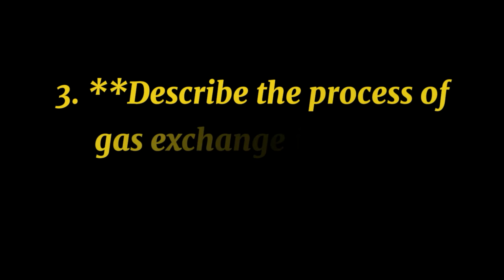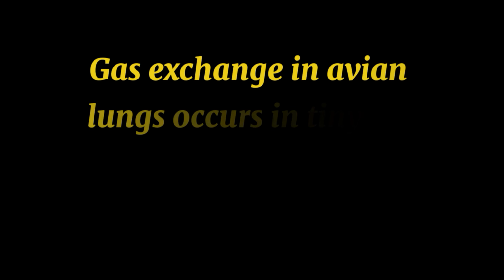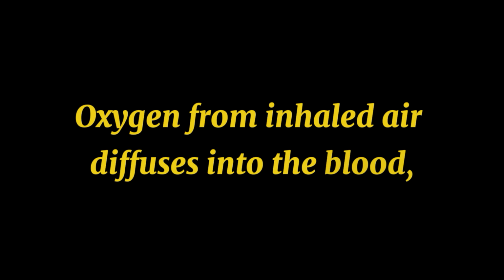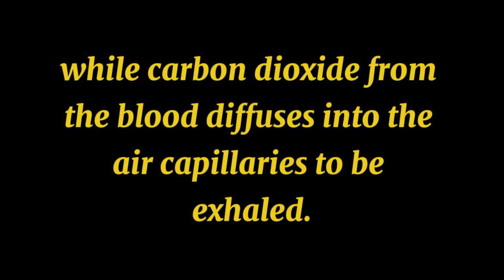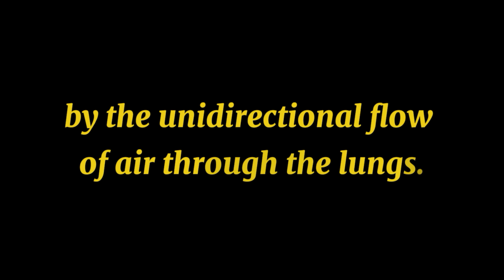3. Describe the process of gas exchange in avian lungs. Answer. Gas exchange in avian lungs occurs in tiny air capillaries within the parabronchi. Oxygen from inhaled air diffuses into the blood, while carbon dioxide from the blood diffuses into the air capillaries to be exhaled. This efficient gas exchange process is facilitated by the unidirectional flow of air through the lungs.